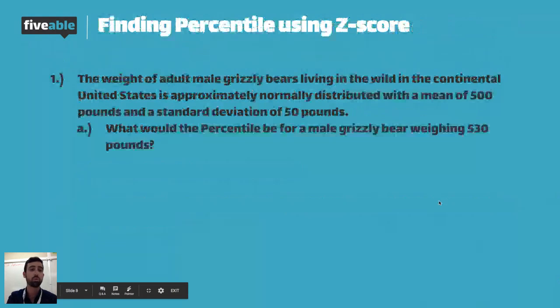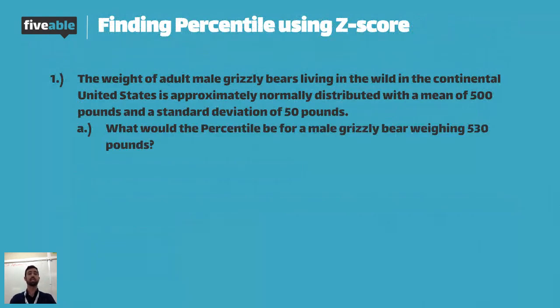Okay, so now how do we find the percentile using z-score? That's an important part. We want to know, hey, that grizzly bear that we just found out, what's their percentile? We have to use what's called the z-score table.